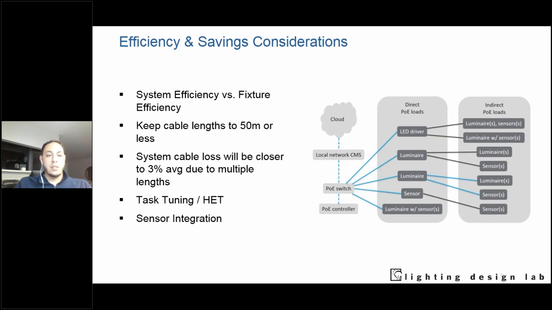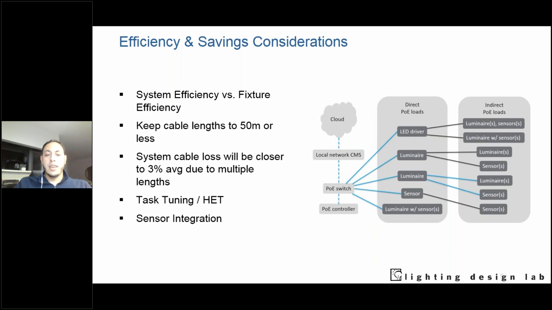Due to the averages in general, jobs usually average a traditional 3% loss depending on those multiple lengths. And ultimately, you can implement some more stringent network lighting control strategies like task tuning and occupancy to ensure that you get those savings. We're going to talk about this next. We're going to be reviewing the lighting control strategies that you can get with PoE lighting.